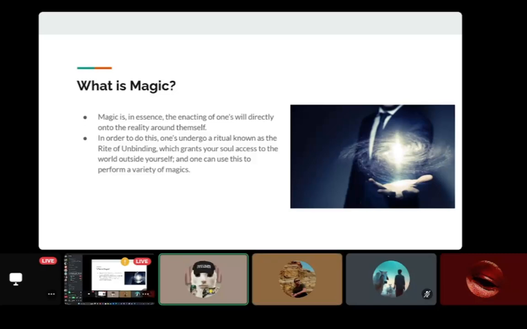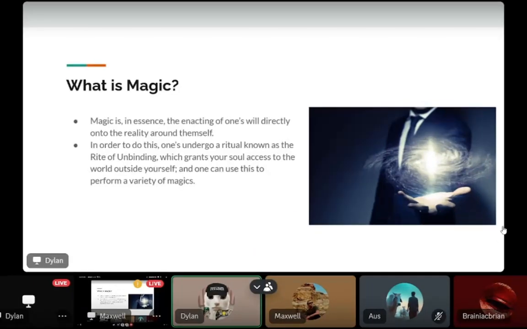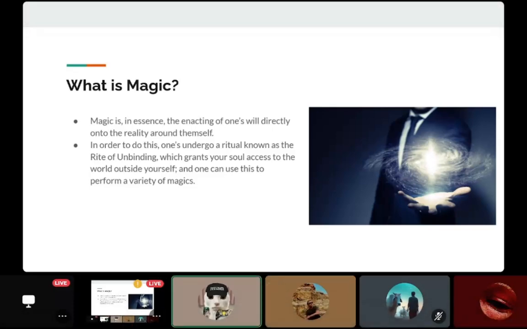What is magic? Magic is, in essence, the enacting of one's will directly onto reality around themselves. You can see it, like, I pick up a pencil. I could pick up a pencil like that. That's not magic. And hover my hand over it, and then the pencil levitates. This is magic. It's doing it in a way that kind of breaks the rules as we understand them. A lot of people think it's breaking the rules. Other people think that we are merely revising our understanding of the rules, and these are just the new rules. Whatever your perspective.